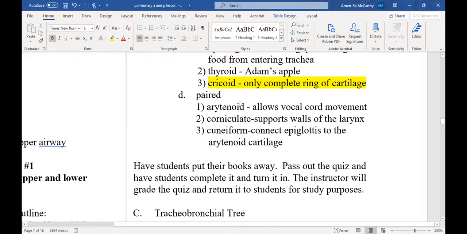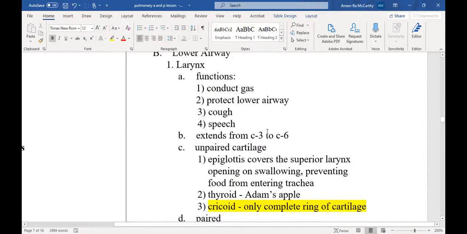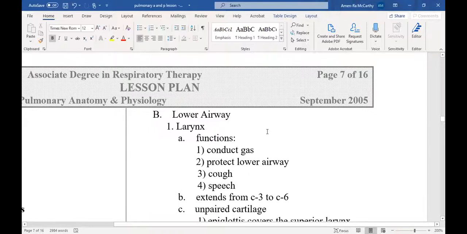Now, these right here, this 1, 2, and 3, I'm not expecting you to know that on the test. It's not going to ask you about which one connects the epiglottis to all of that. You don't have to memorize this one like that. Okay, it's just good information because it is true, but this part is not tested. This little part right here is not tested. Okay, that starts the lower airway.